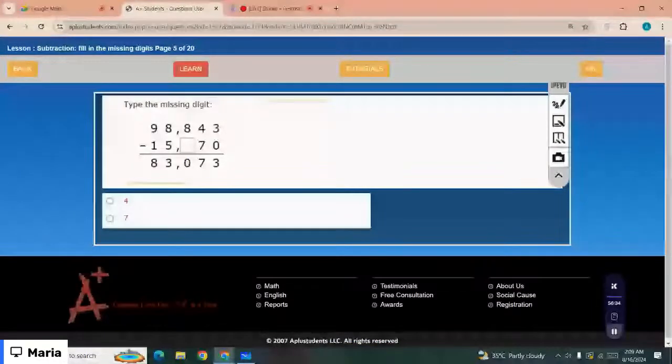Type the missing digit. So which digit is missing? 4 or 7, which is the correct option? Solve the question in your notebook and then write the correct option. Do not guess the answers.